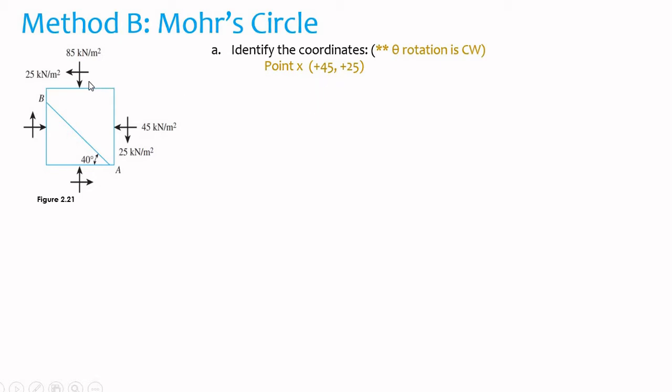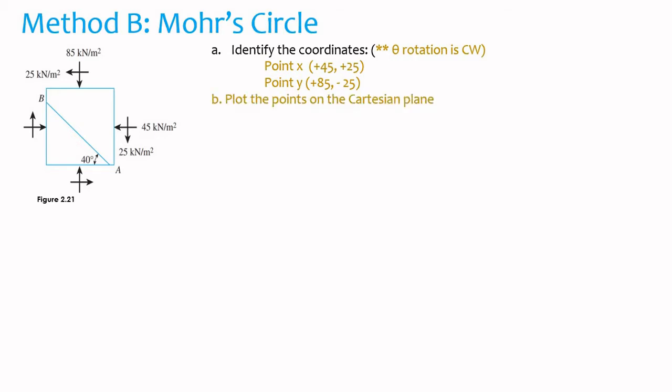Next is point Y. Again, point Y is positive 85 because it is compression, and the direction of this shear is counterclockwise. Therefore, it is opposite the direction of the rotation angle, so this becomes negative. Therefore, point Y is positive 85 and negative 25.